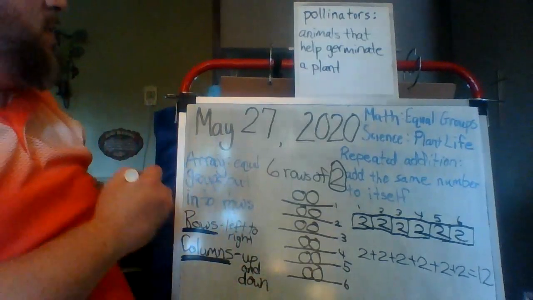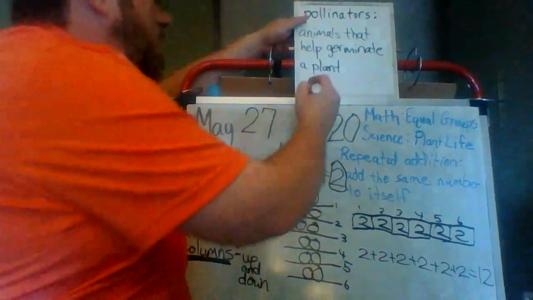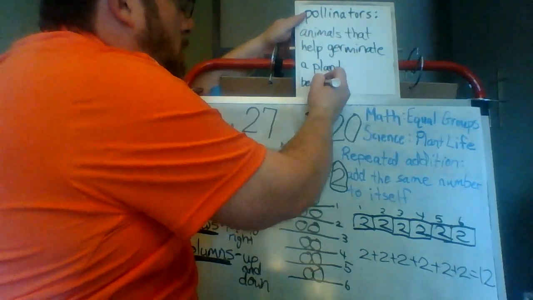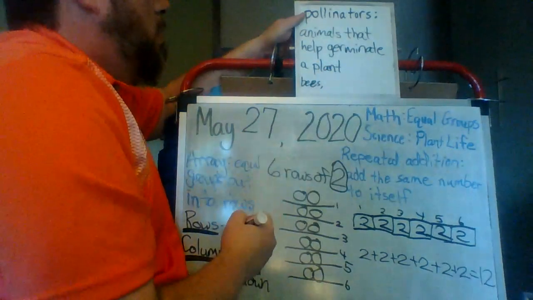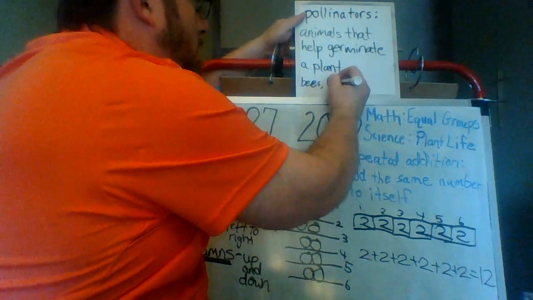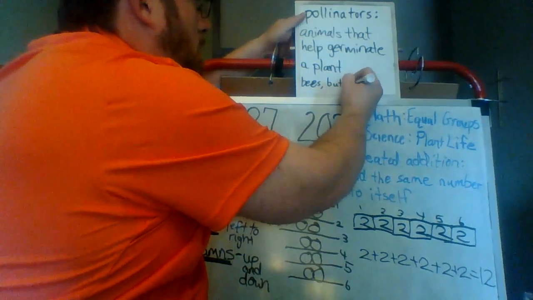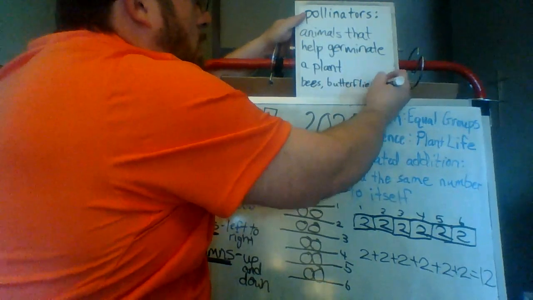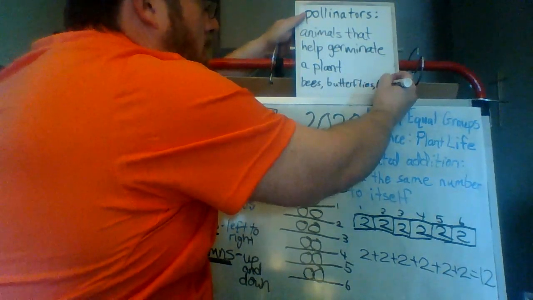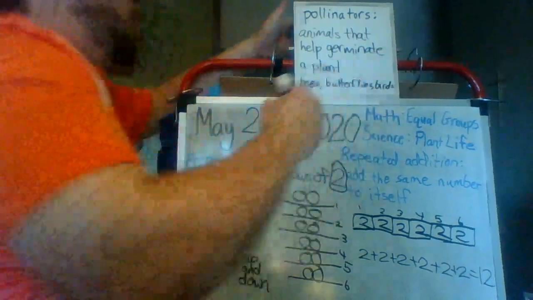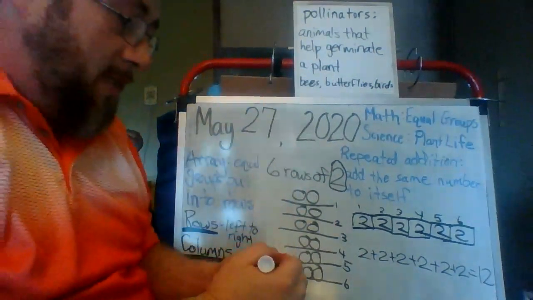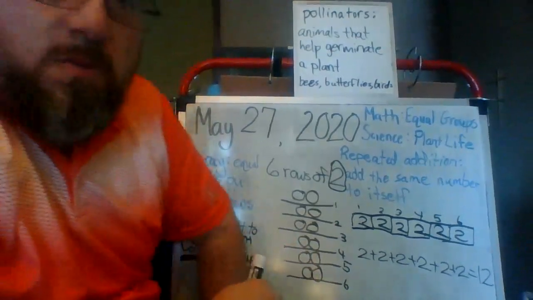Some of the animals that are pollinators: bees, butterflies, birds, especially the little hummingbirds and the smaller birds like that. Some small mammals like mice might even.